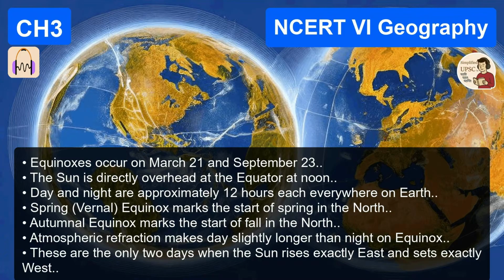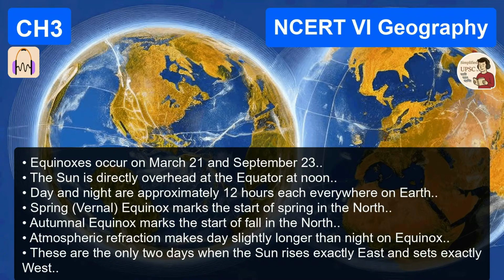Slanted rays equal less heat energy per square meter, and that equals the cold weather season. And what about the hot weather season or summer? By May and June, the Earth has moved in its orbit. The sun's apparent position is marching back north. The rays are falling more or less directly over the Indian subcontinent. The land heats up intensely.